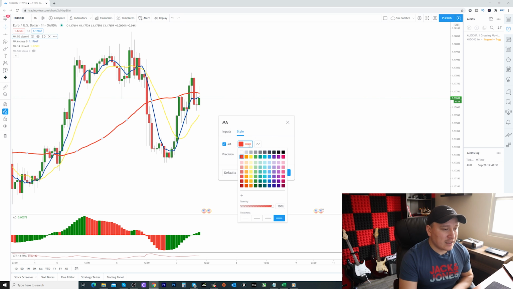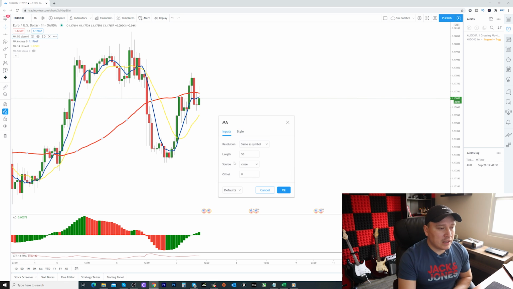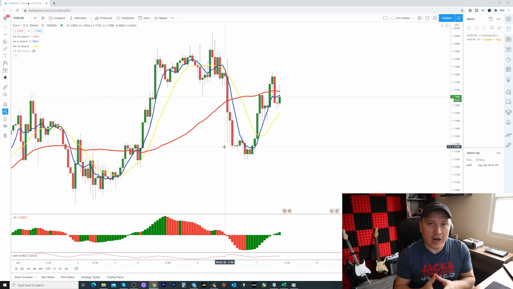And the last one is with a period of 50, and this one I will leave thicker. And this could be red, this could be anything that you want except for white, of course, if you're using a white background. And then this is a 50 moving average. So we hit okay, and this is what it should look like. Now, what is it that we are actually looking at?